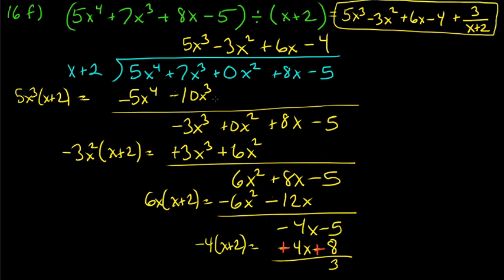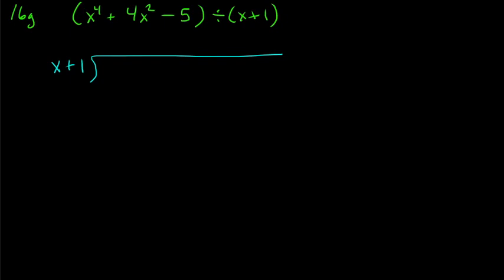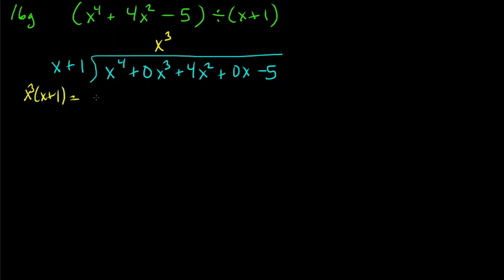Okay, so that's 16F. I know I'm running out of time here, but let's do 16G as well, because here we have a couple of missing terms. We have x to the 4 plus 0x cubed plus 4x squared plus 0x minus 5, all divided by x plus 1. Right, x to the 4th divided by x is x cubed. x cubed times x plus 1 is x to the 4 plus x cubed.